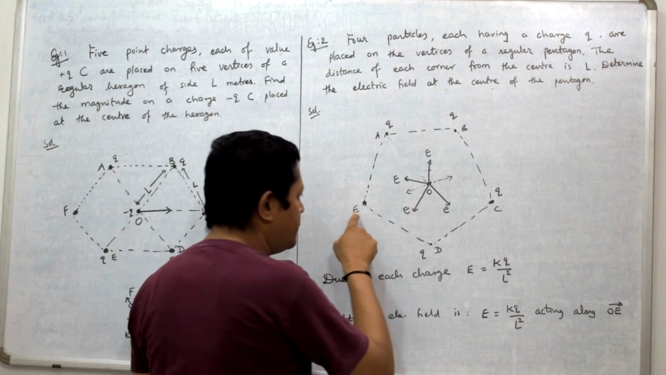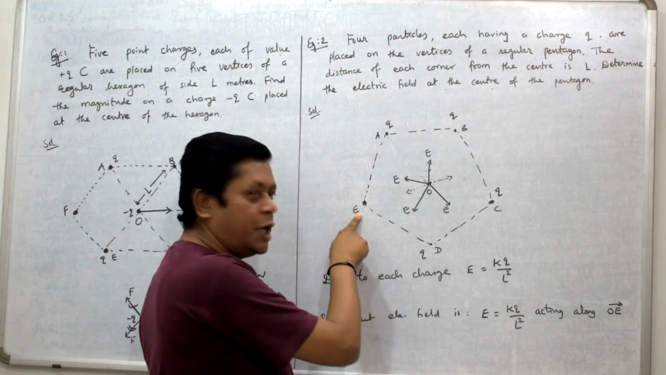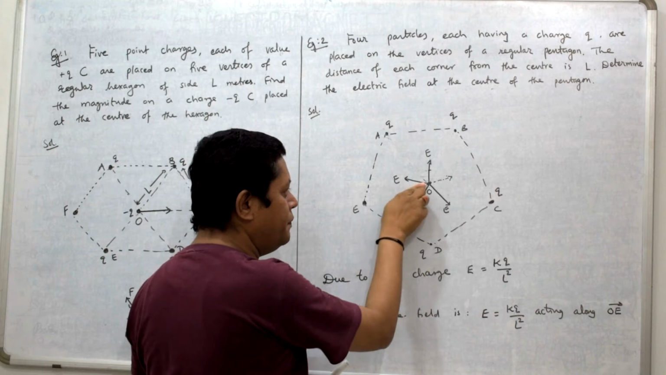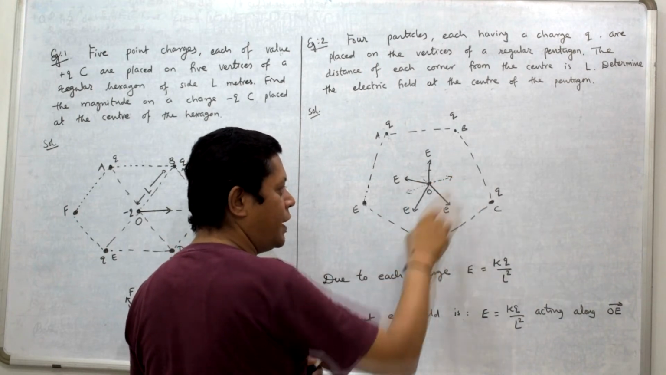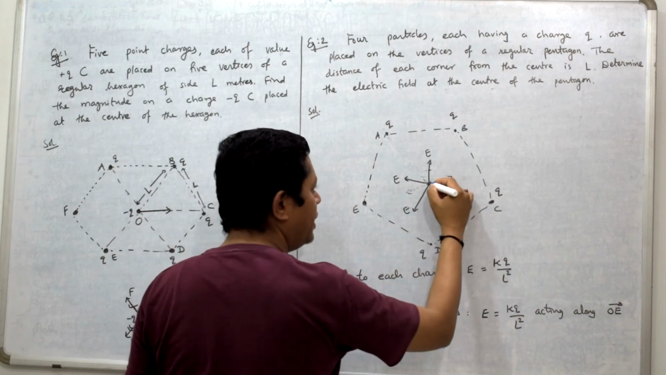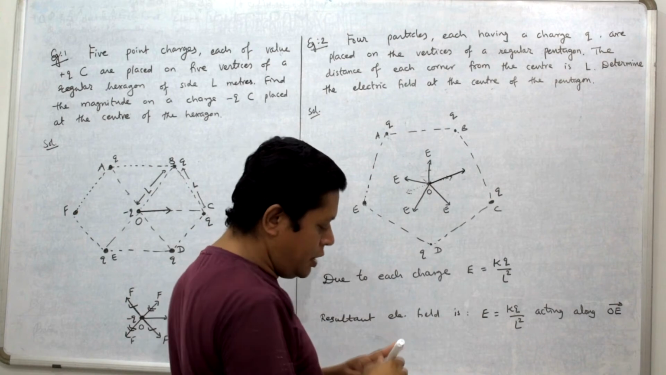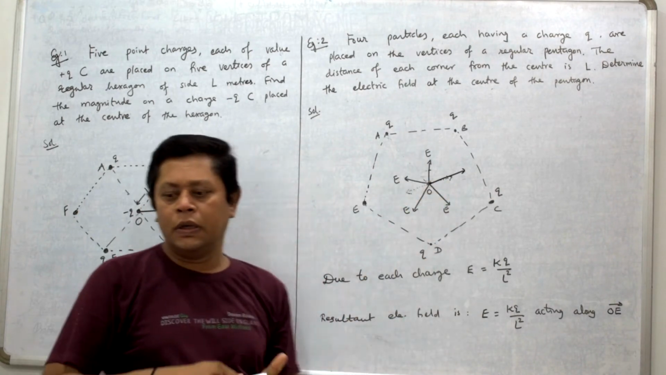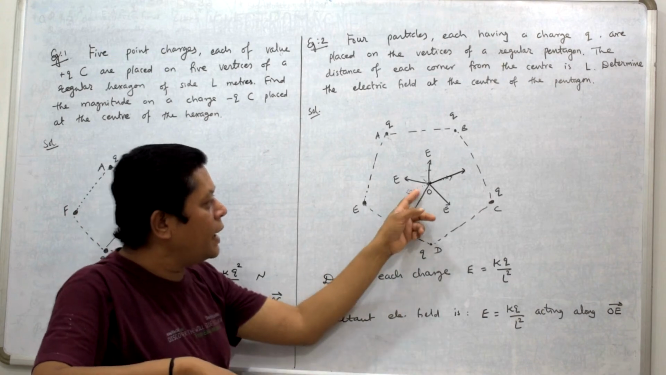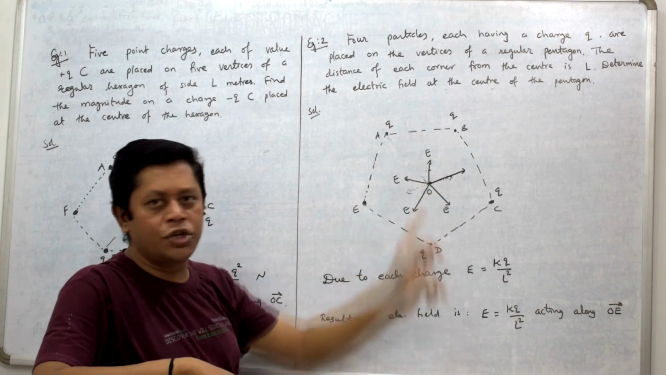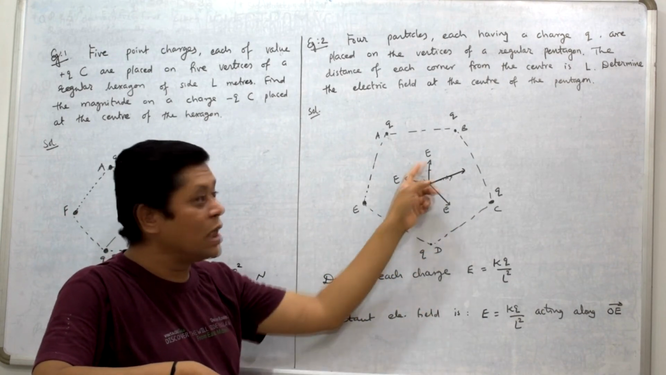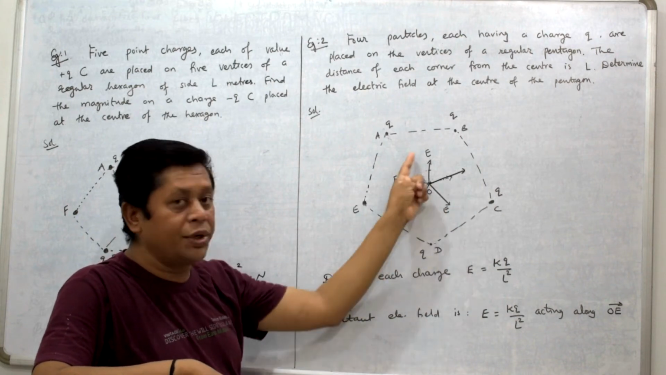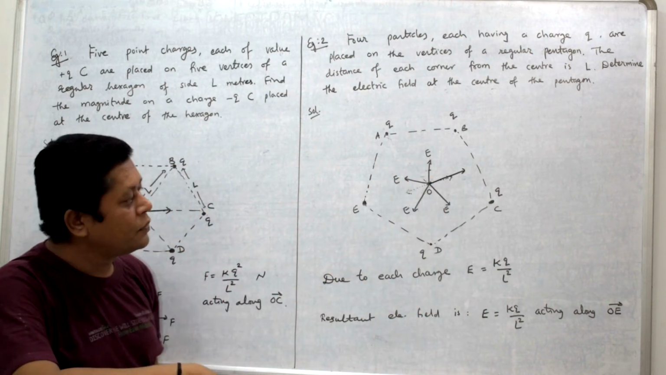If charge q is on vertex E also, then the electric field due to that will be along this direction. Now, all these 5 field directions are at equal angles with respect to each other. All are co-initial vectors. So the resultant of all these will be 0.